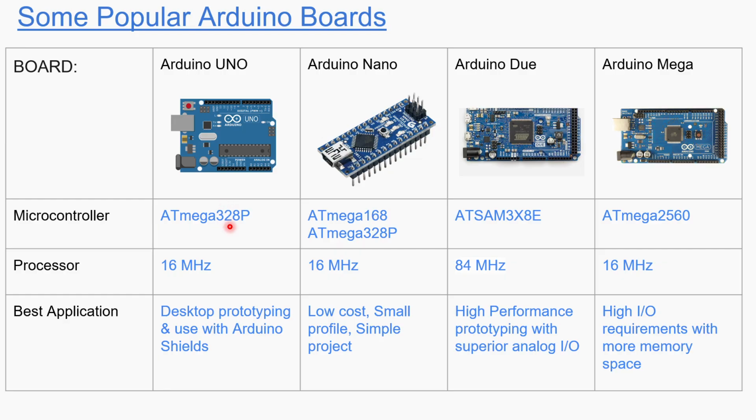Arduino Uno is in between Arduino Nano and Arduino Mega. Arduino Mega has more IOs, and Arduino Due is high speed processing power with 84 megahertz clock speed. It is applicable for high performance prototyping with superior analog IO. So for high frequency measurement, you can use the 84 megahertz Arduino Due.